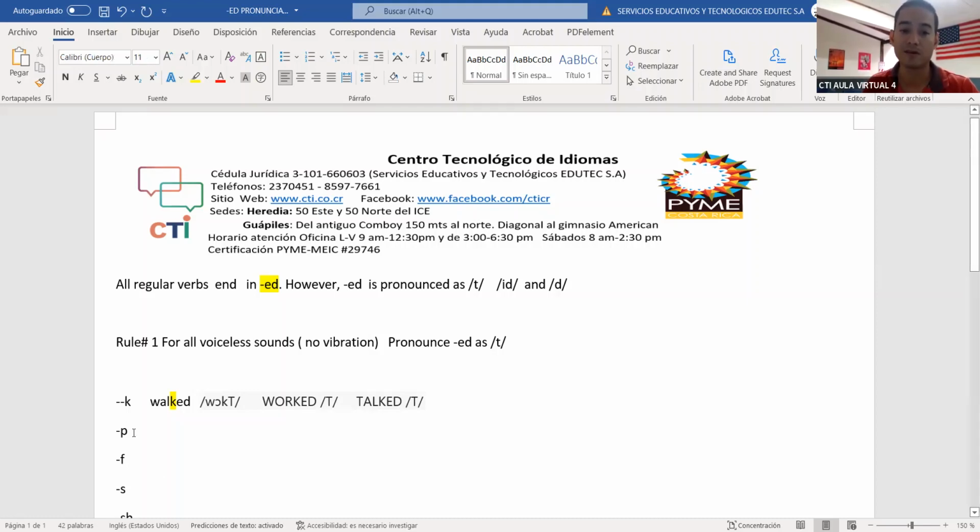Another sound which is voiceless, no vibration, is when you make the sound P. When you make the P sound here, no vibration. So if you want to say in English, for example, ayudé, you would say helped. You see that T sound is after the P. That's really important. So now you have two sounds, the K and the P sound, which you need to pronounce with a T sound.